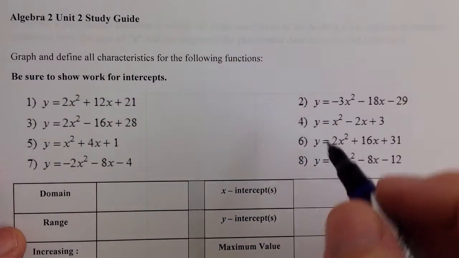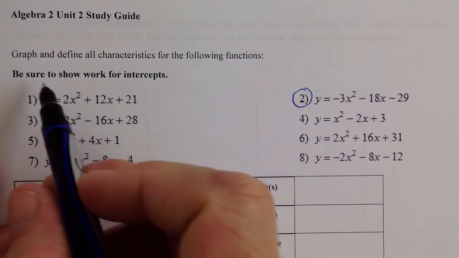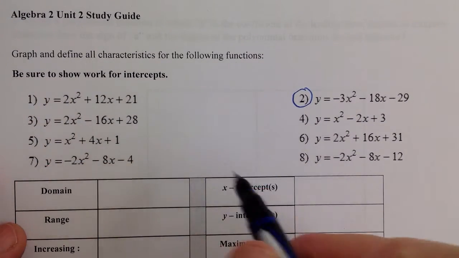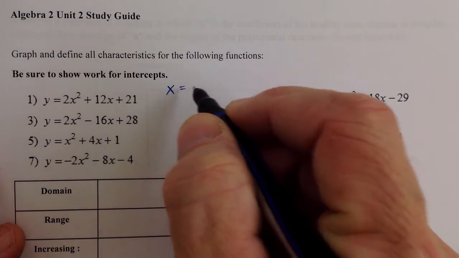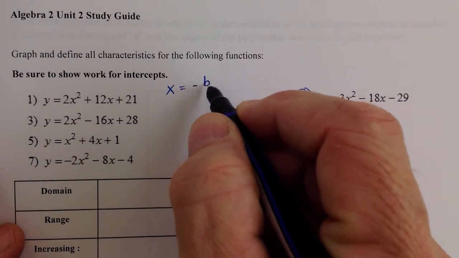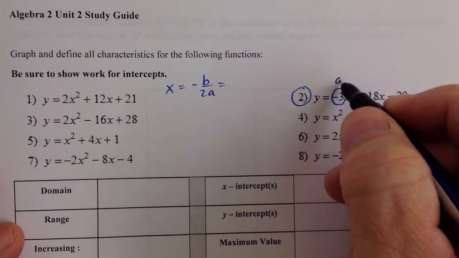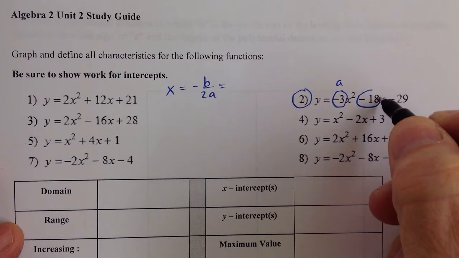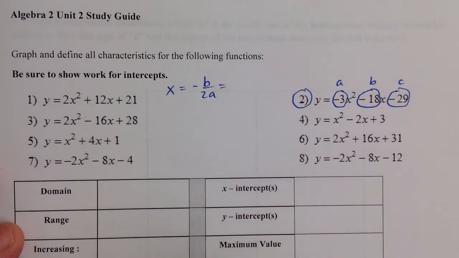We're going to do problem number 2, and we want to go ahead and graph and define all characteristics. So in graphing, we want to make sure we find the x coordinate of the vertex, and that's always negative b over 2a. The a value is negative 3. The b value is negative 18. We don't need the c value, but if we needed it, it would be negative 29.